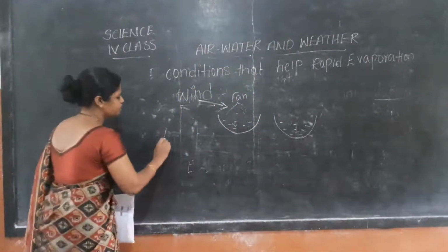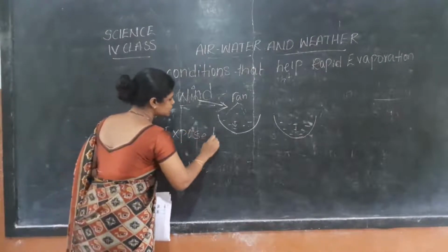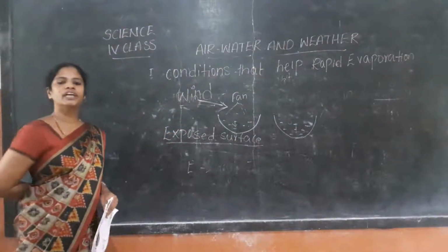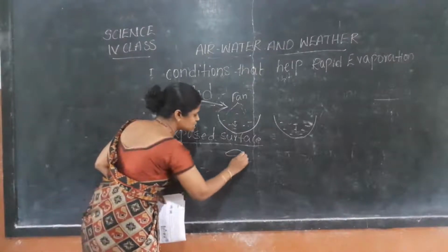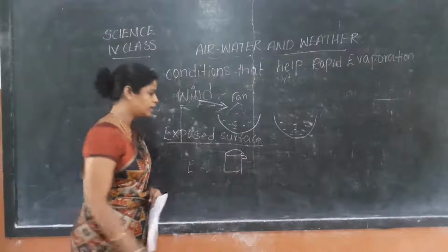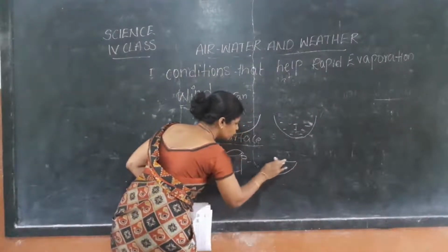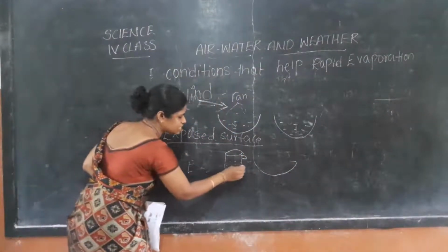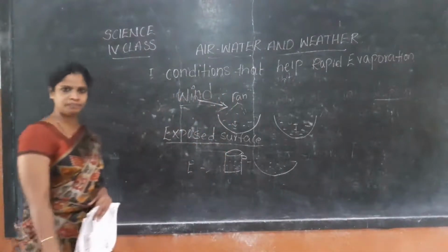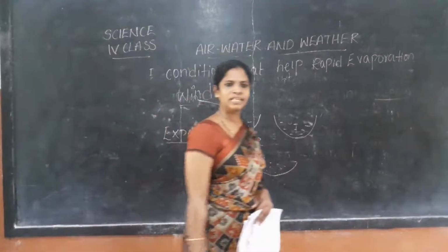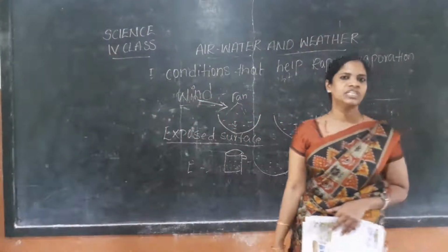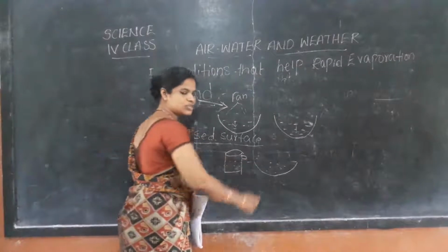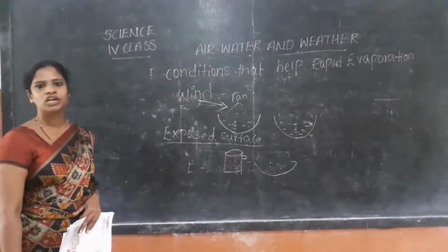Okay. Exposed surface. The next one is exposed surface. Okay, students, here also you take two dishes. One dish is like this, whose surface area is less, and one dish like this, whose surface area is more. Take the same amount of water in each of the two dishes. Keep them both at one place outside where there is sufficient sunlight. Just tell me your observation, students, after 2 to 3 hours. What is your observation after 2 to 3 hours?